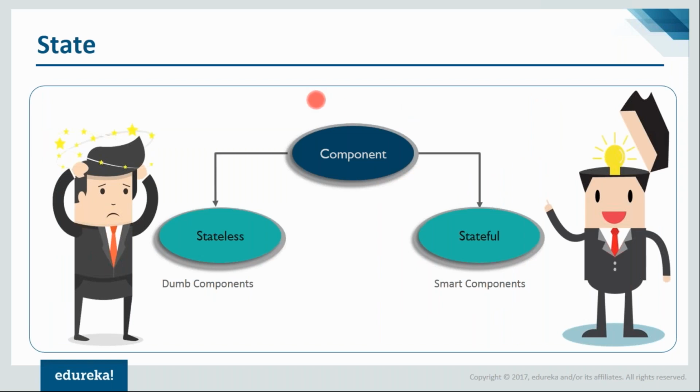Now, even in components, there are two types. One is stateless components and the other is stateful components. The stateless components are those which do not have any idea of what their previous state was, what their current state is, and what their future state is going to be. Okay, so it's just going to simply display whatever the parent component passes down to it. And the stateful component, on the other hand, is a very smart component because it keeps track of what its previous state was. It keeps track of that in memory.